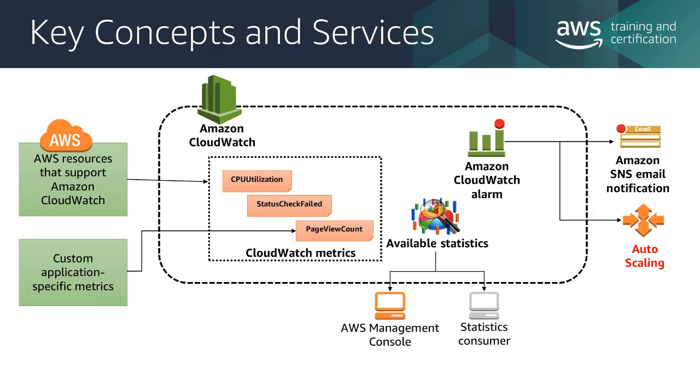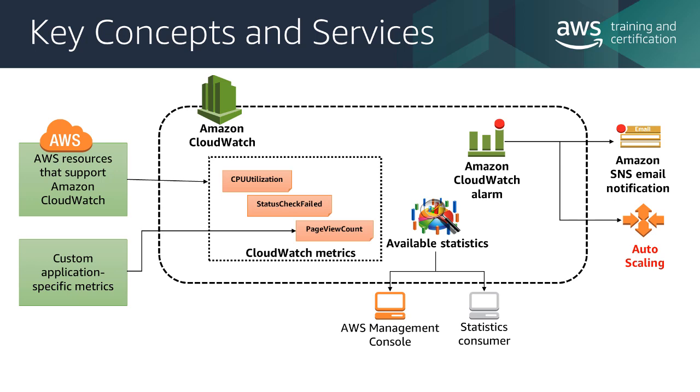Let's look at some key concepts and services. We start with CloudWatch. It's the metrics repository. So AWS puts metrics in the repository and you receive statistics based on those metrics. How do we get content into CloudWatch? Well, we start with the fact that pretty much every AWS service supports CloudWatch metrics.